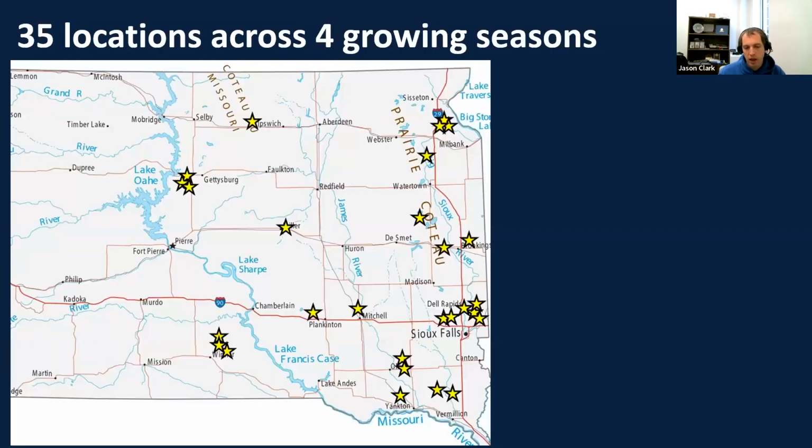And for some context, the results we'll be talking about today are all based on South Dakota data. You can see here in the starred areas where the different fields were across central and eastern South Dakota. We have 35 sites, plus about 7 more from 2022, so around 40 different sites that this information is coming from.